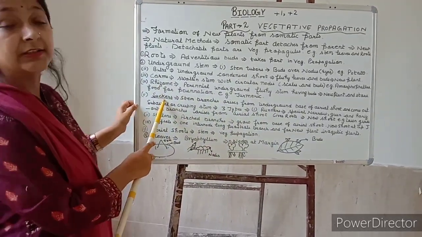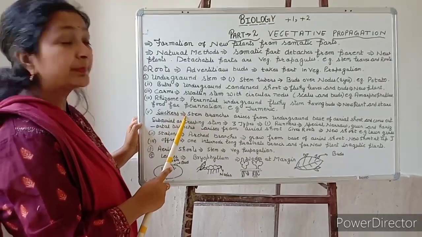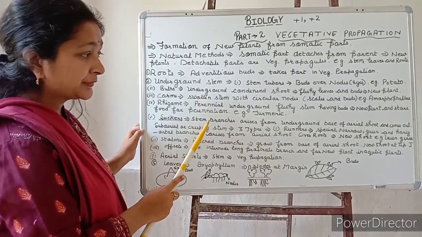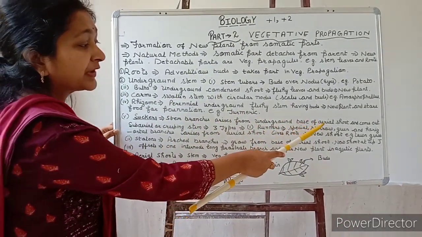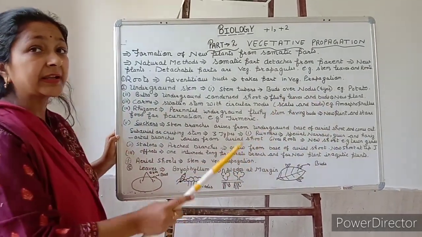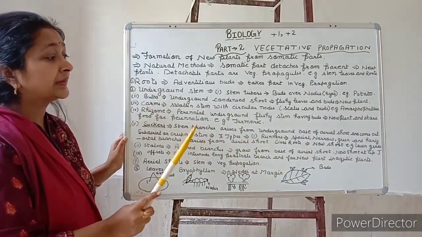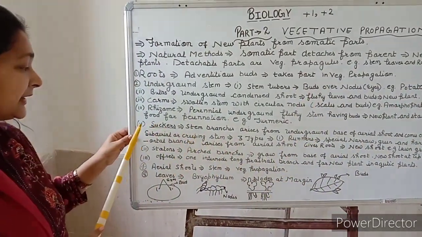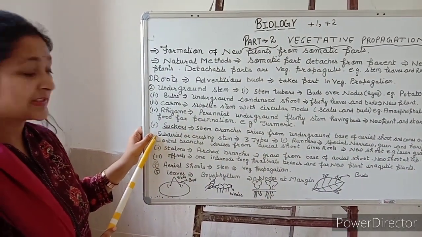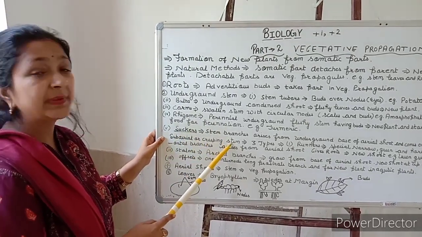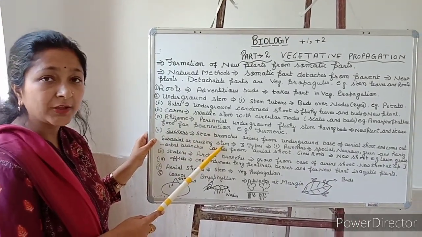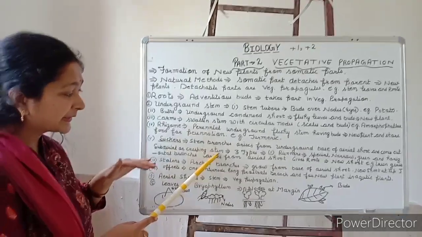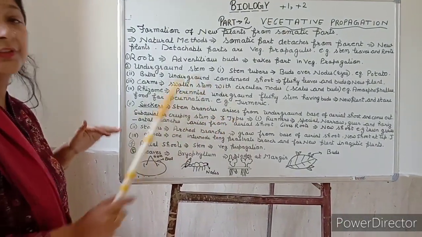Fifth one is suckers. Suckers are the stem branches which arise from the underground base of aerial shoots. When they come out, they will form a new plant. Next, the second type of stems are subaerial or creeping stems, which are present on the surface of the soil, or they are creeping on the soil. There are also 3 types.